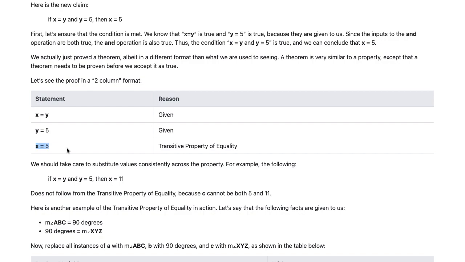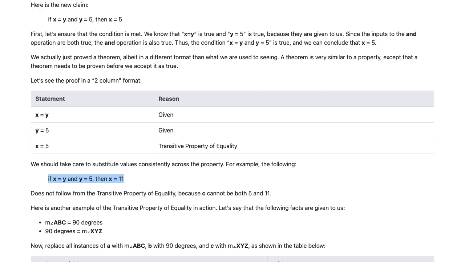We should take care to substitute values consistently across the property. For example, the claim if x is equal to y and y is equal to 5, then x is equal to 11, does not follow from the transitive property of equality because c cannot be both 5 and 11. Here is another example of the transitive property of equality in action.